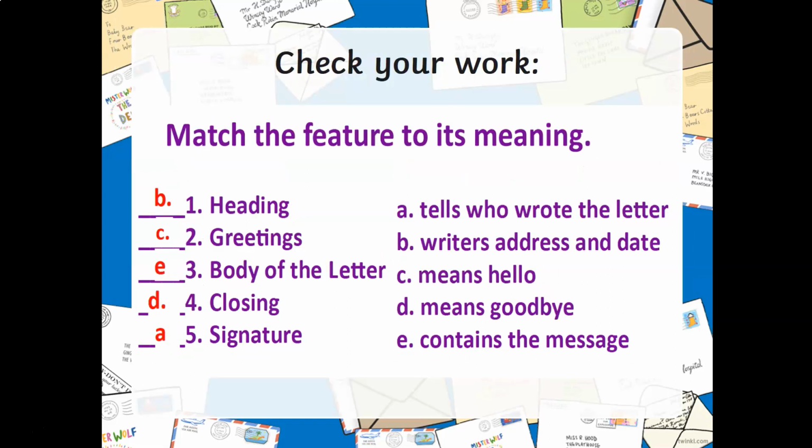Time is up. Now here are the answers. Heading, that is letter B. Writer's address and date. Number 2, greetings. That's letter C, means hello. Dear Anna. Number 3, body of the letter, that's letter E, contains the message. What do you want to say? Fourth, the closing, that's letter D. It means goodbye. And finally, number 5, signature, letter A, tells who wrote the letter.